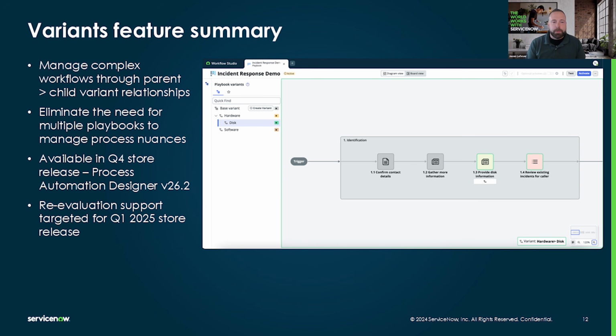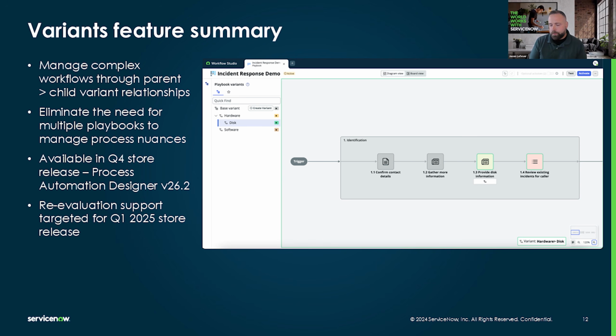And so Variants is a feature that allows you to define a base playbook. So you will define your playbook stages and the activities that are common throughout any occurrence that requires this process. And then you can layer on top of that these child variants. And so what a variant will do is it will allow you to add specific nuances to the process.